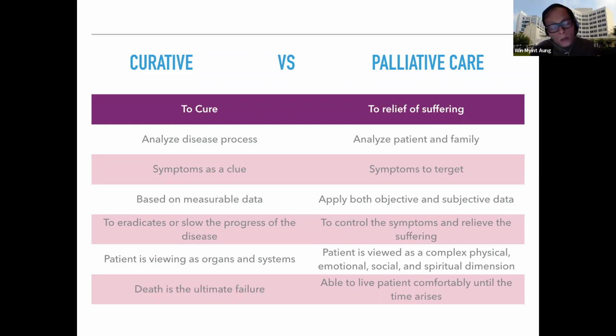To eradicate or slow the progress of the disease is the goal of curative medicine, and to control the symptoms or relieve the suffering is the goal of palliative care. And patients are viewed as an organ and system.